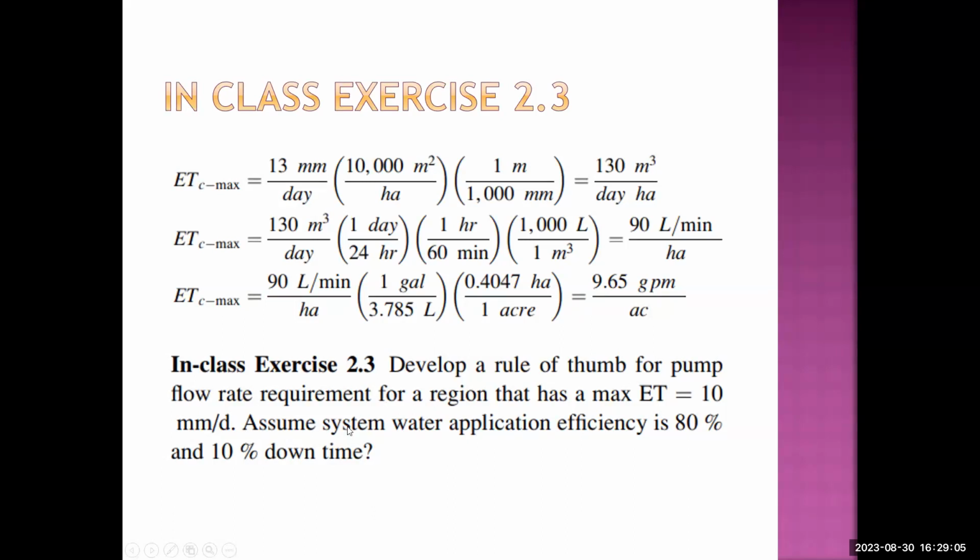So what I'd like you to do is develop a rule of thumb for pump flow rate requirement for a region that has max ET equals 10 millimeters per day, and assume system water application efficiency is 80% and there's 10% downtime. So go ahead and calculate a pump flow rate with those parameters. These are just some examples of how to develop these rules of thumb. So take a few minutes and do that.